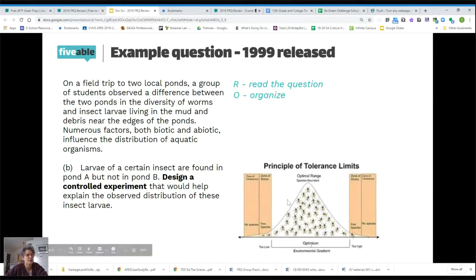And in this organized time, I am seeing this principle of tolerance. I'm seeing a range of tolerance. I remember, oh yes, some organisms are really only adapted to certain pH or certain temperatures or certain amounts of nitrogen. And so that's going to determine whether one lives in pond A or pond B. How am I going to test? Well, I'm going to do a test about range of tolerance.